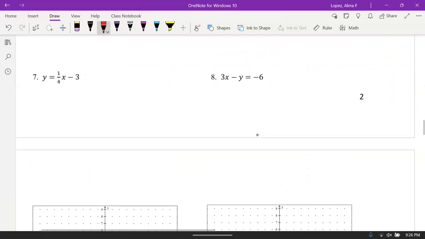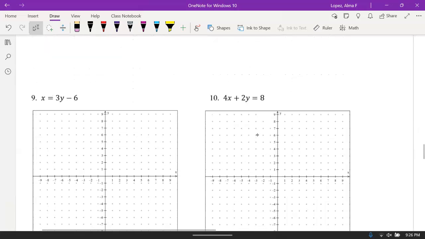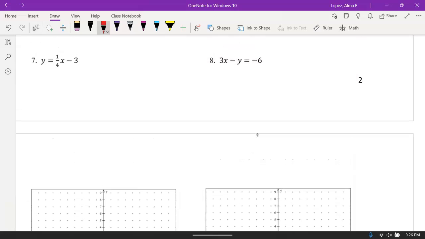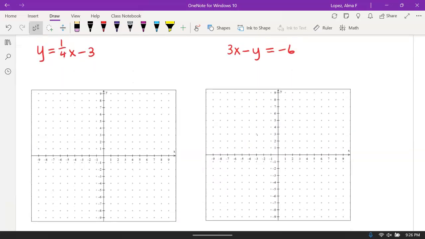Okay, let's pick up where we left off. Now mine printed weird again, and yours did not, I hope. So I'm going to copy my equation down. There we go.